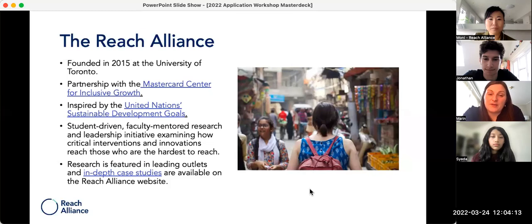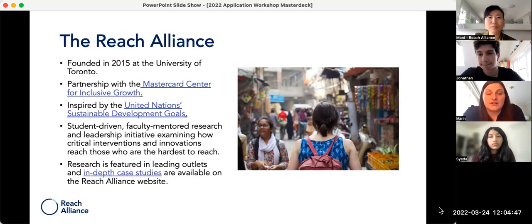We are a partnership with the MasterCard Center for Inclusive Growth. So we are a public-private partnership in a sense. They provide financial support as well as technical, administrative, and network support to the REACH Alliance. As I mentioned, we are inspired by the UN SDGs. If you're not familiar with those, please do take some time to review that material. There's a hyperlink here in the slides before you submit your application. It'll be really important to be at least familiar with the United Nations Sustainable Development Goals to be successful as a researcher with the Alliance.